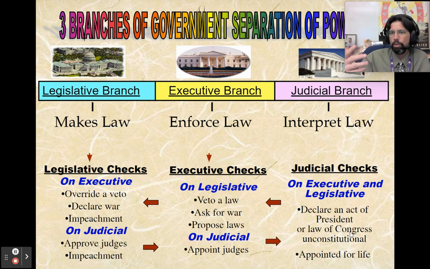How does a Supreme Court justice get out of their job? They retire, they die, or they are impeached, which means, in an impeachment, you need to actually have evidence of a crime having been committed. All right. So here's the separation of powers: legislative, executive, judicial. And of course, they make law, enforce law, and interpret law. And then here's all the checks and balances on the different levels of government.